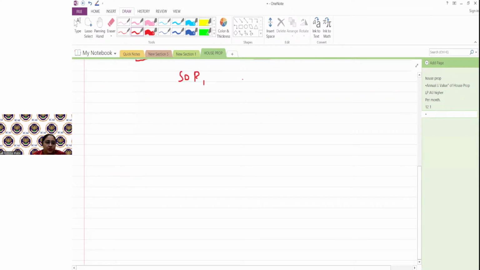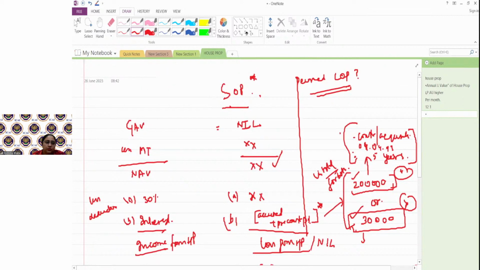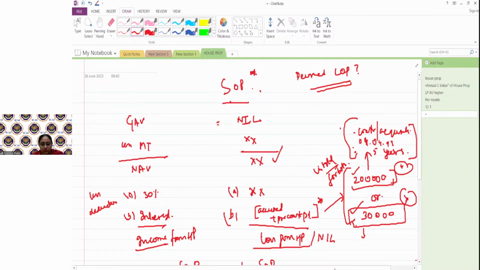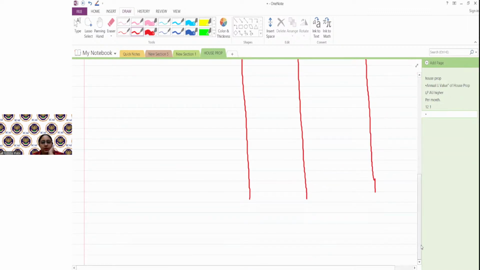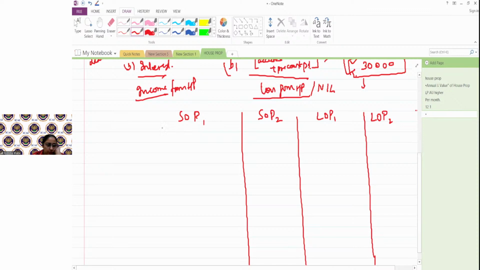Self-occupied property 1, self-occupied property 2, let out property 1 and let out property 2. A person has 4 houses, and 2 of them are self-occupied, 2 of them are let out. Now, let's calculate one by one.